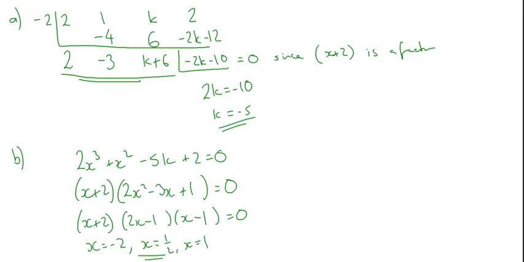Okay, so marking. Firstly, for setting up your synthetic division, just that top line gets you your first mark. For running it through to minus 2k minus 10 gets you your second. And the third mark is for both setting it equal to 0 and then solving for k is equal to negative 5. In part B, the first mark is for setting up this divisor times quotient, and the second mark is going to solve that equation.